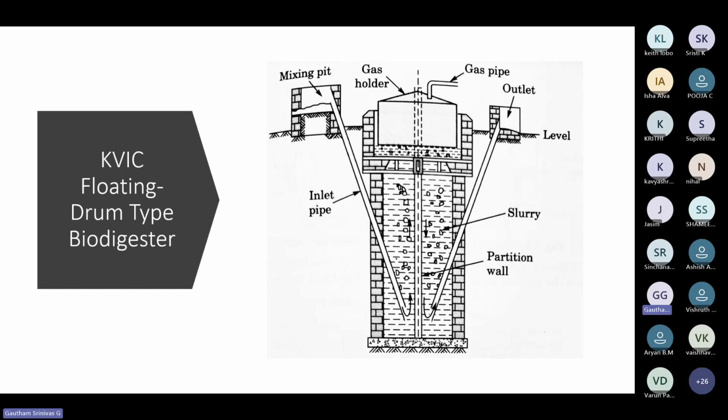You have the mixing pit here. This is where you mix the organic material, whatever you have, with water, and it goes down from here. The digestion takes place within this chamber, so it moves from here. As and when we add more, there's no pump or anything required. It's just through pressure. So this moves up, and then it moves to the next chamber.